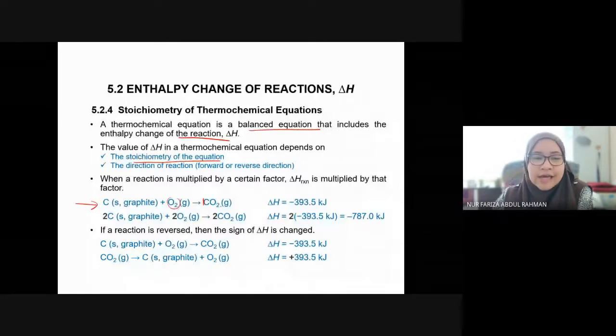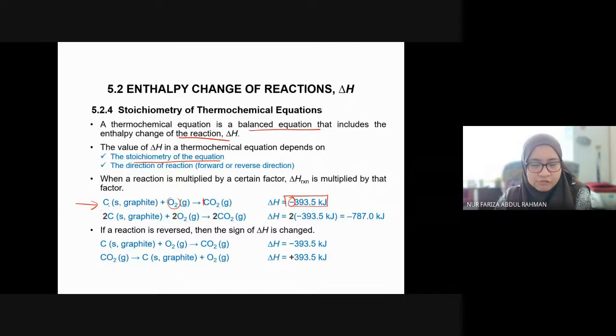Alright, okay. Now highlightkan this one. Okay, this is the first equation. So this is the amount of heat release. Dia release because of the negative sign. Okay, alright. Now, if lah we change the coefficient, we alter the coefficient instead of all.